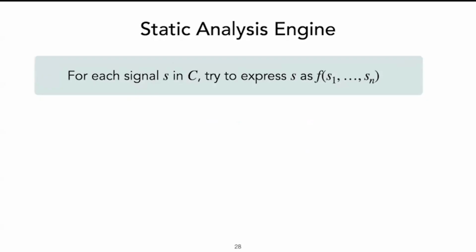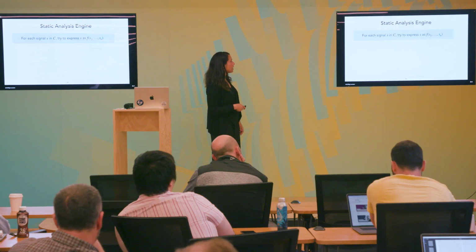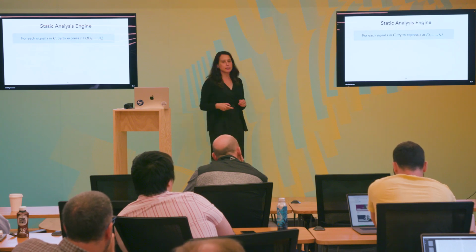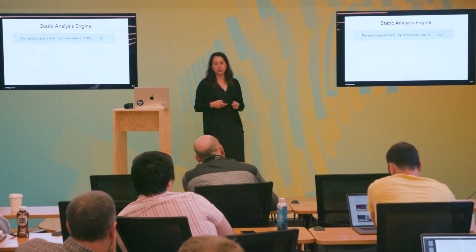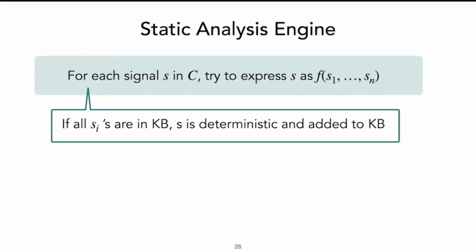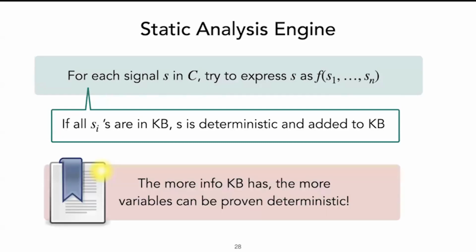Yeah. So now let's turn our attention to the static analysis. And as I mentioned earlier, what we're trying to do is for each signal S in the circuit, we're trying to see if S can be expressed as a function of some other signals S1 through Sn. And if, according to our knowledge base, we know that all of the Si are deterministic, that means S must also be deterministic, so therefore S can also be added to the knowledge base. Now, here's the thing that I want to emphasize again, which is to note that the SMT solver and the static analyzer play a complementary role.